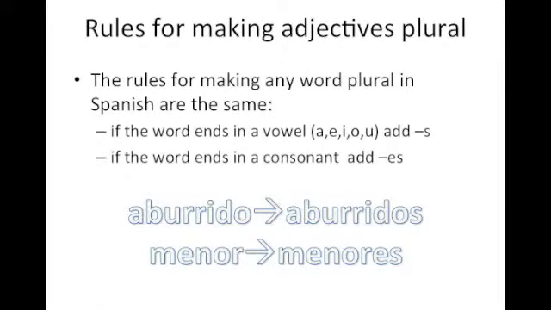We also need to review the rules for making adjectives plural. So, for example, if an adjective ends in the letter O, which is a vowel, to make it plural, we simply add the letter S. This rule applies for any word in Spanish that ends in a vowel, A, E, I, O, or U. For words that end in a consonant like menor, to make it plural, we add ES.